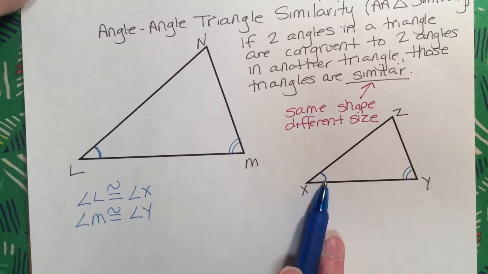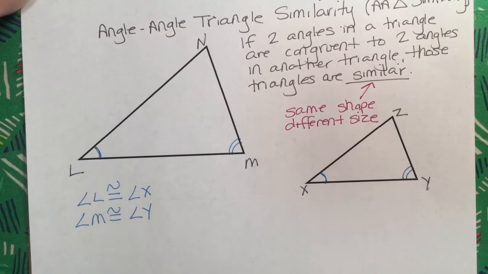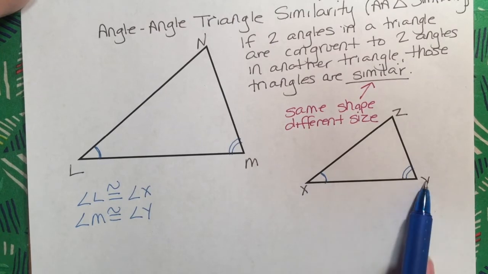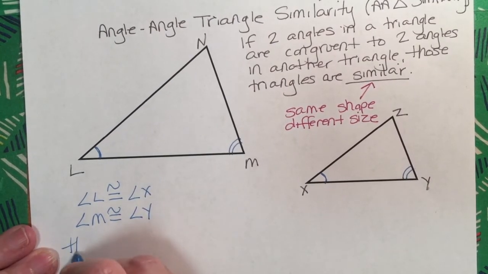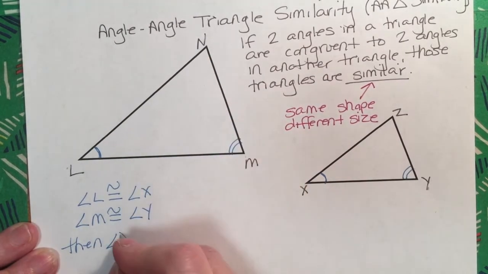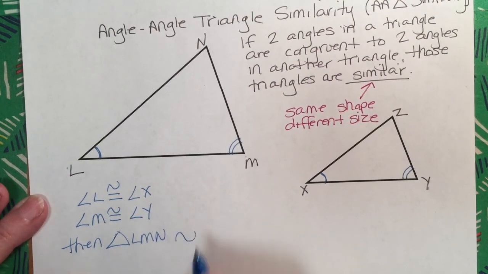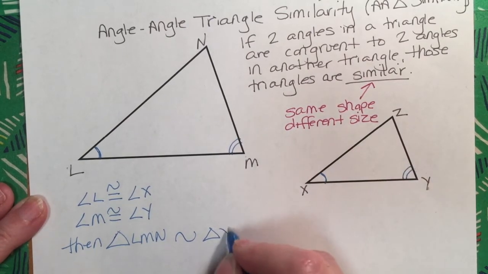So 1 curve, those are congruent. 2 curves, those are congruent, okay? So there's 2 angles, L and M, that have the same measures as angles X and Y. What that tells us then is that triangle LMN is similar to triangle XYZ.